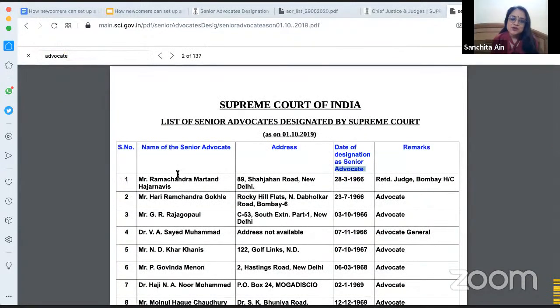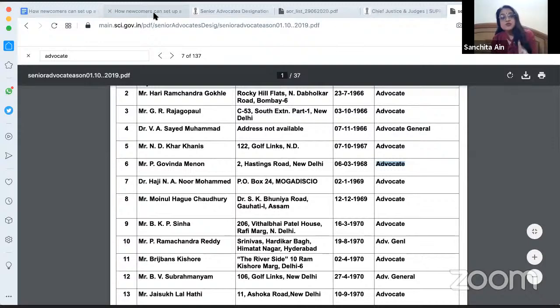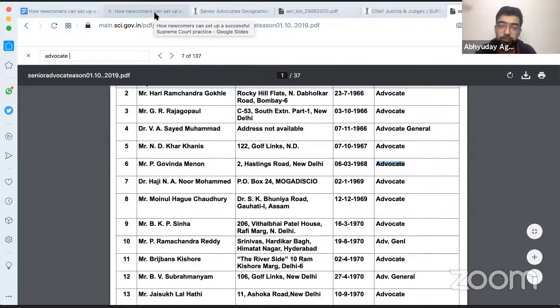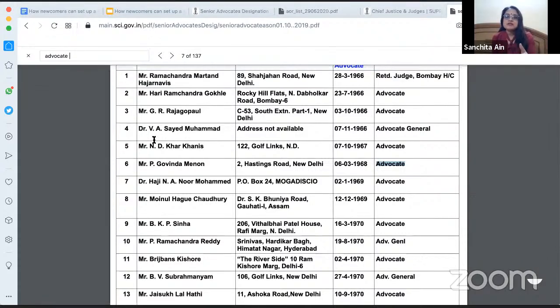So total 137 advocates, out of which only 29 are advocates on record. Rest of them are just advocates, which means they all are arguing counsels who were designated as senior advocates. They are not advocates on record, they are not senior advocates, but they are arguing counsels. Because I'll tell you why there is more chance of becoming a senior.